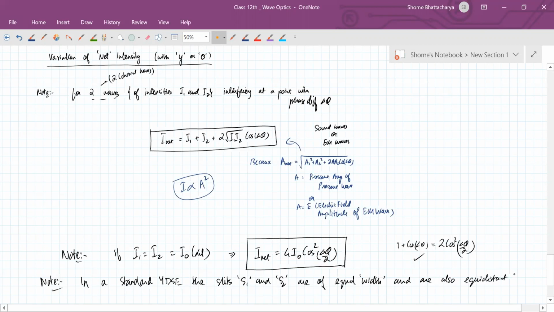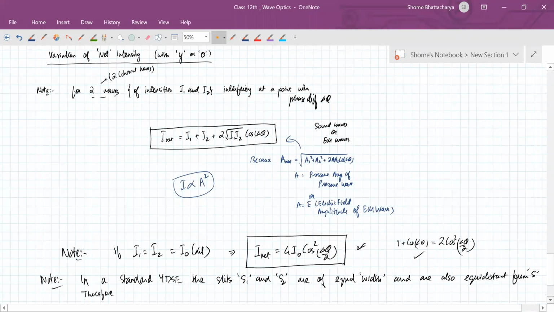So therefore the individual intensities they produce on the screen are identical, and that we take as I naught. So we use this reduced formula for the special case when I1 is equal to I2.